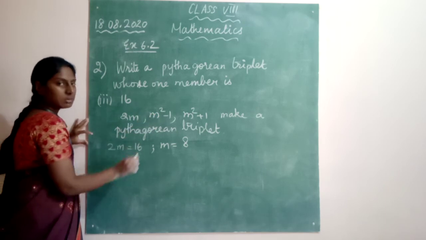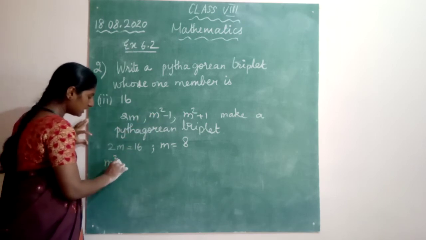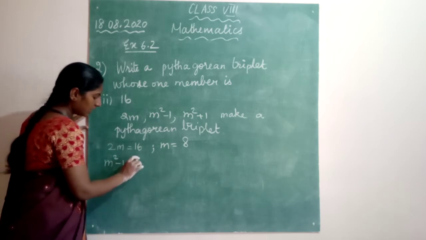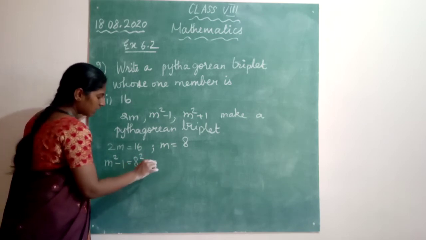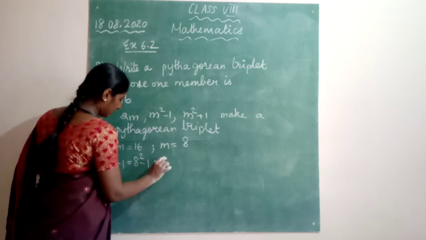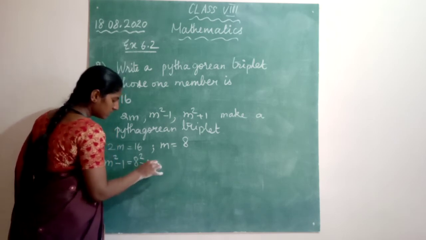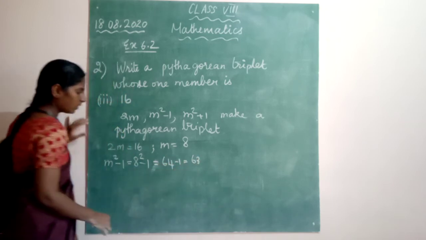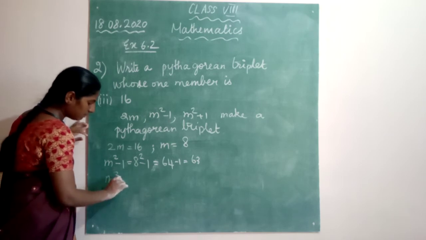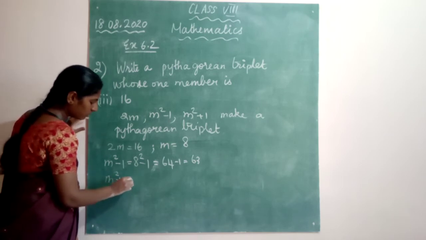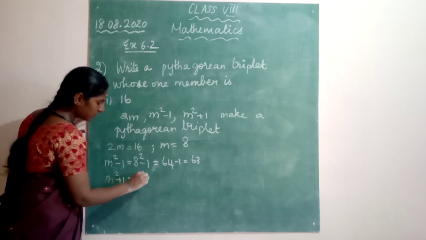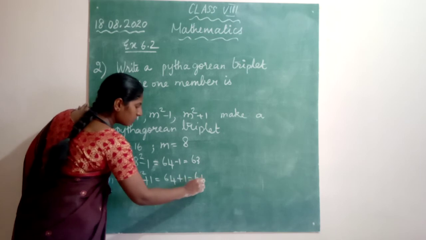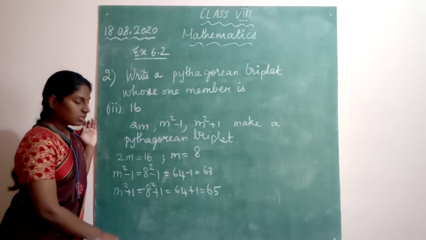Then substitute m square minus 1. So m square minus 1 is how much? It is 8 square minus 1, and that is 64 minus 1, that is 63. Next, m square plus 1 equal to 8 square plus 1, that is 64 plus 1, that is 65. Clear?